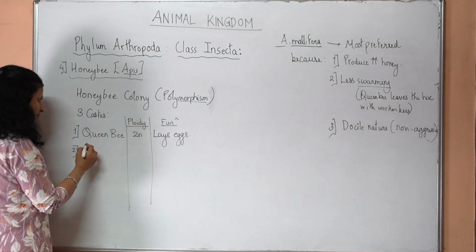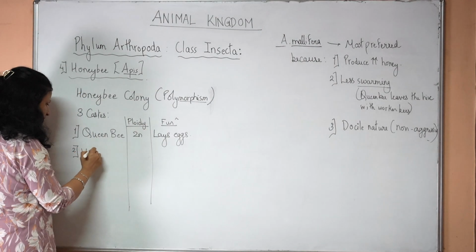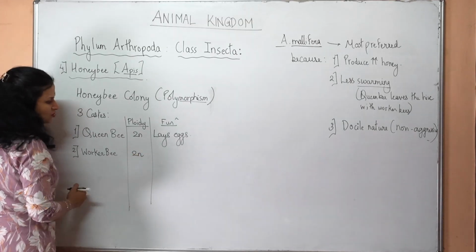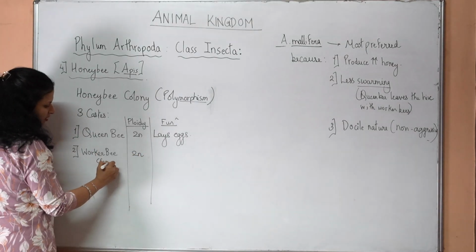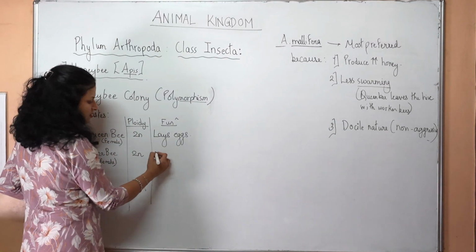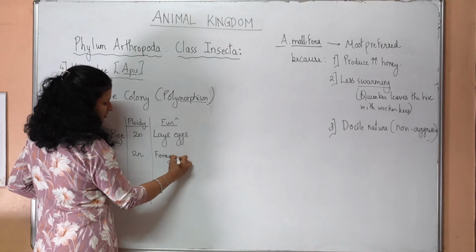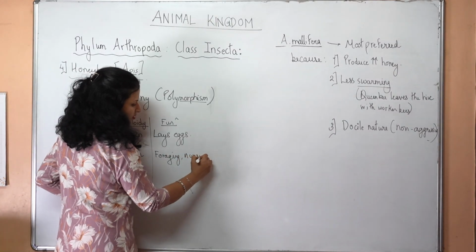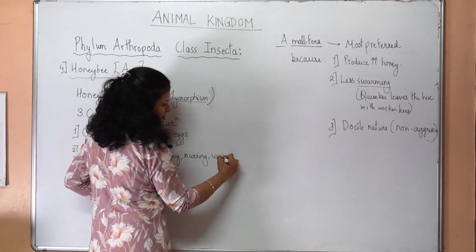The second type of honeybee is the worker bee. Worker bee, the ploidy is 2n. This is also a female. Queen bee is also a female. And the function of the worker bee is foraging. Foraging means collecting the nectar, nursing of the larvae, wax secretion, etc.